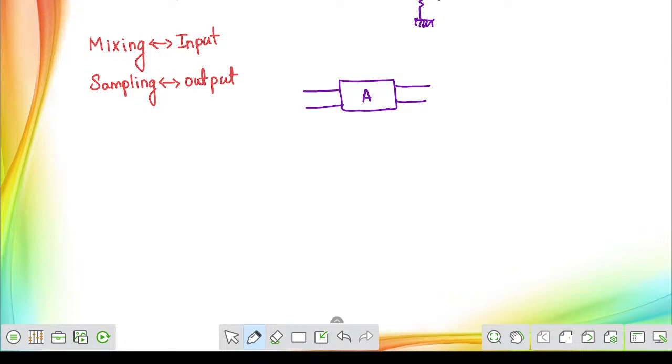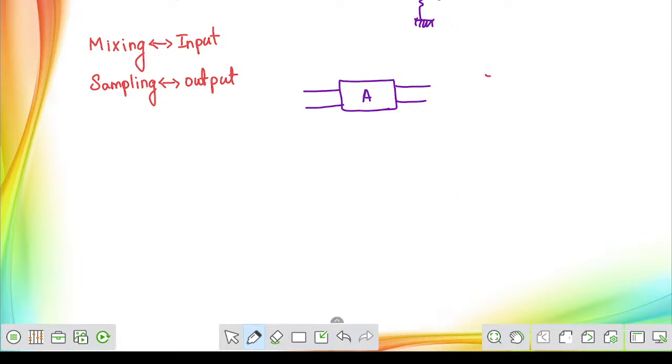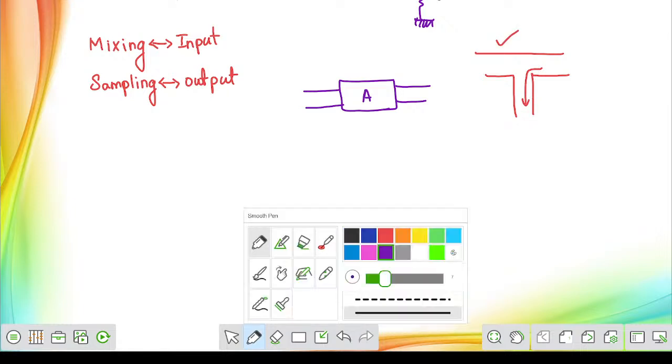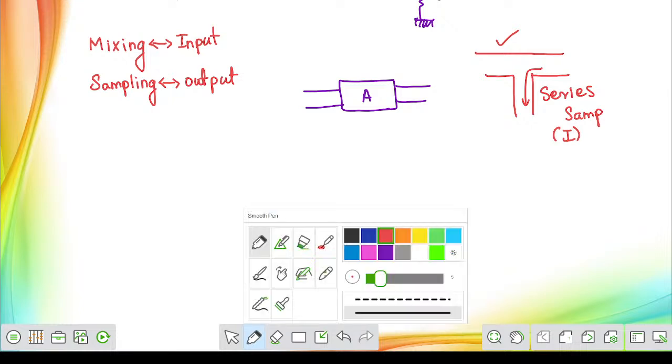While taking feedback, there are two types of feedback taking. First one, for example, if you are taking the sample through the feedback line like this, see that this is the output port. From the output port, if your feedback line is taken like this, then that is called series sampling. That is, we are taking current as the sample from the series point.